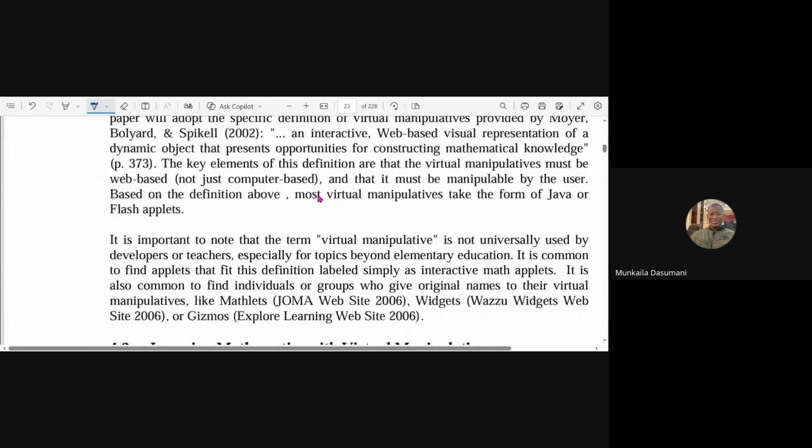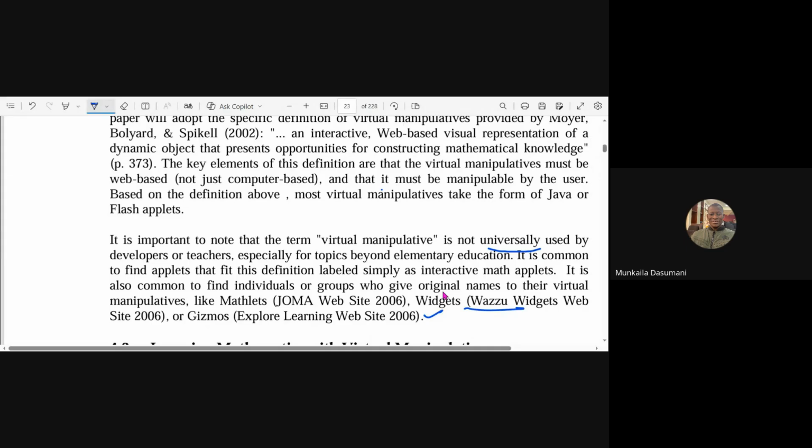So it is important to note that the term virtual manipulative is not universally used by developers or teachers, especially for topics beyond elementary education, because beyond elementary you don't need a virtual one. It's common to find applets that fit this definition labeled simply as interactive math applets. It's also common to find individuals or groups who give original names to their virtual manipulatives, and many groups have their own.